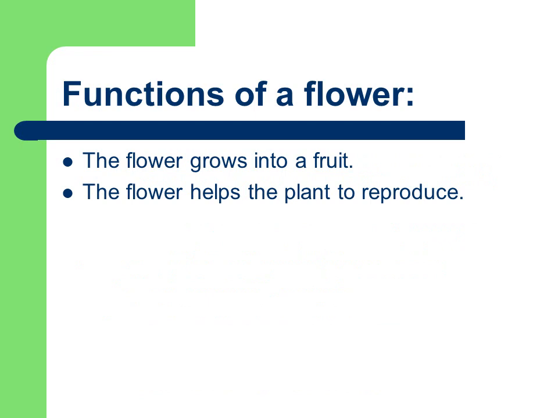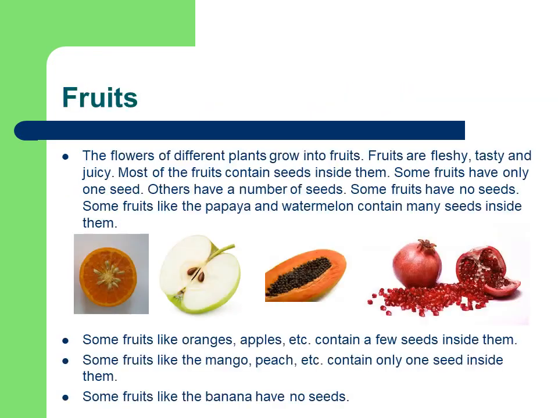What are the functions of a flower? The flower grows into a fruit. Wow, we get a fruit from where? We get fruit from flower. After the flower dries up, we get a fruit. Second, the flower helps the plant to reproduce, means to produce its young ones. You need a flower. Reproduction of the plant happens in flower.